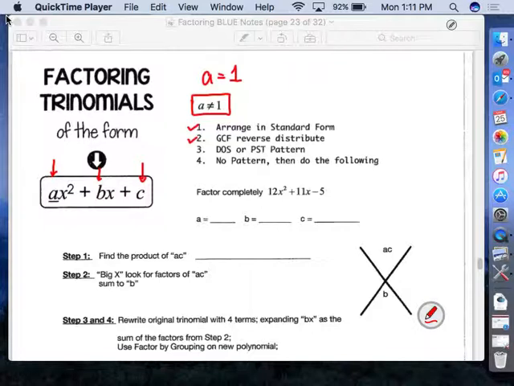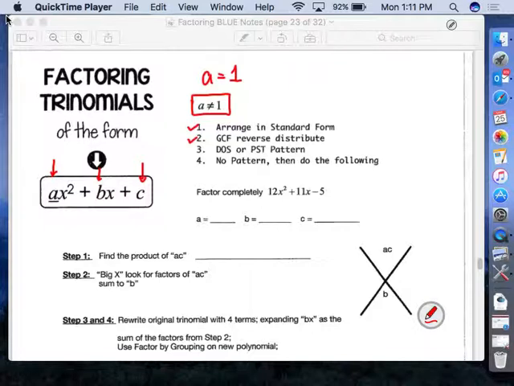The reason that you're doing this is that it enables you to work with smaller numbers, and also at the end, when you present your binomial factors, anything that they have in common should be factored out or removed from your final answer.